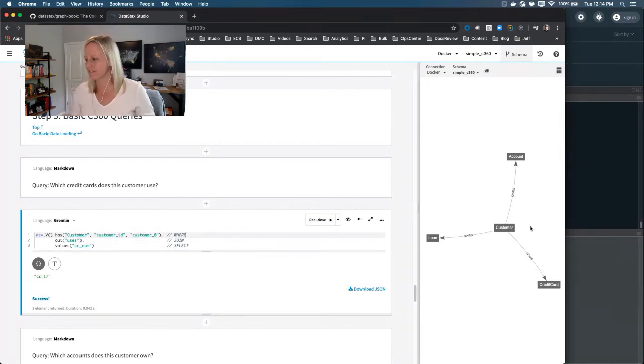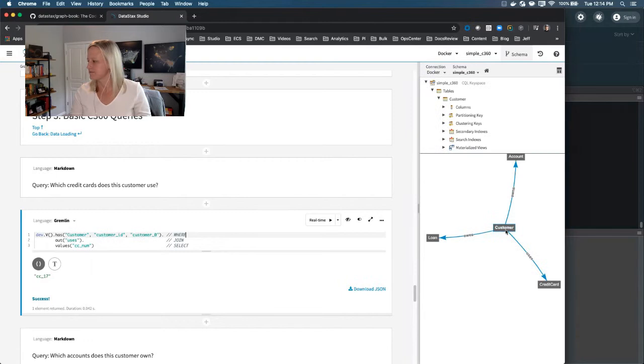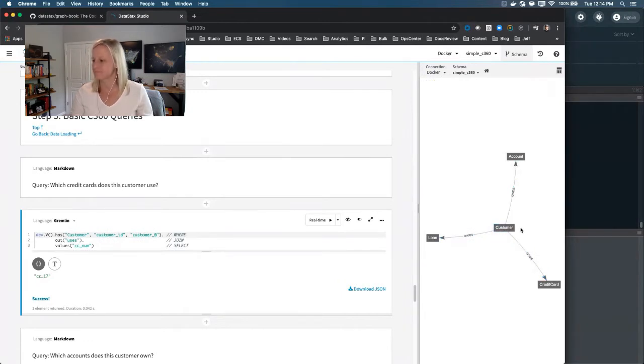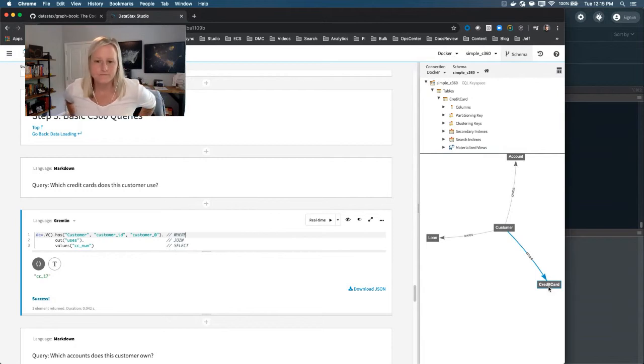I want to make sure that I have it right. And I was also following along on the schema on the right-hand side. Oh, yes. So here, looking at the schema, I've got my customer vertex, and I'm going to find a specific customer vertex with the has and customer 0. And then out uses. So I'm going to traverse out over uses in the direction of the arrow. And then I'm going to land on a credit card that is related to that customer 0.